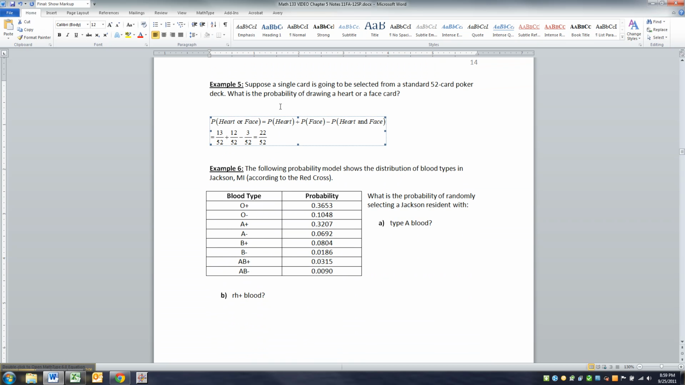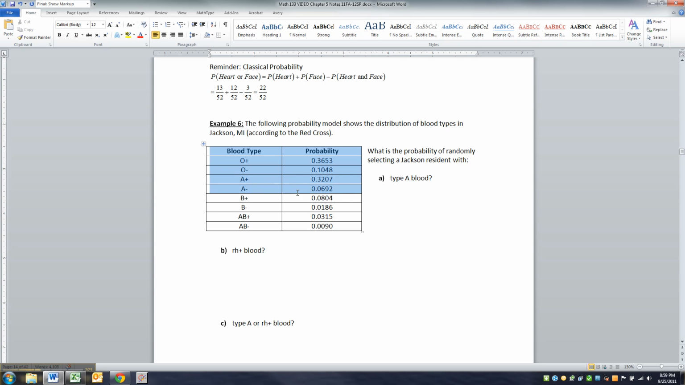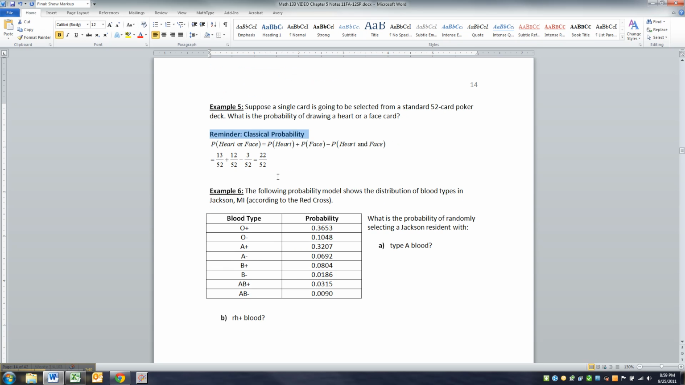Now that's classical probability, just a reminder. This was classical probability. I think I spelled probability wrong. I'm just batting 1,000 today. All right, now what about this down here? This is the actual data. I contacted the Jackson, Michigan Red Cross, so this is the actual data for the Jackson region. It was a couple years ago, but it should still be good. So these are going to be empirical probabilities that we're going to be finding here, and these are classical up here, I'll remind you.